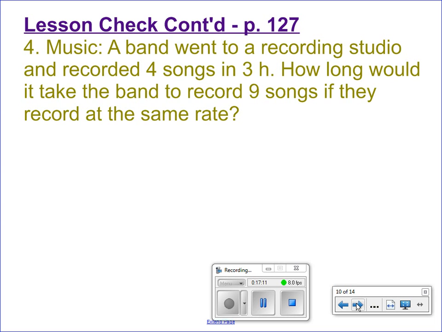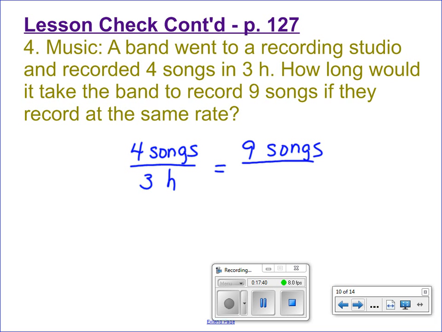Okay, number 4, music. A band went to a recording studio and recorded 4 songs in 3 hours. All right, I'm anticipating a ratio, 4 songs in 3 hours. Okay, how long would it take the band to record 9 songs if they record at the same rate? All right, since I put songs on top, I'm going to put 9 songs on top. And we'll call the rate or the hours x that we're looking for.